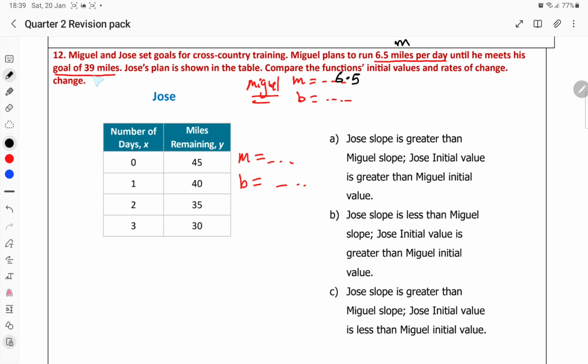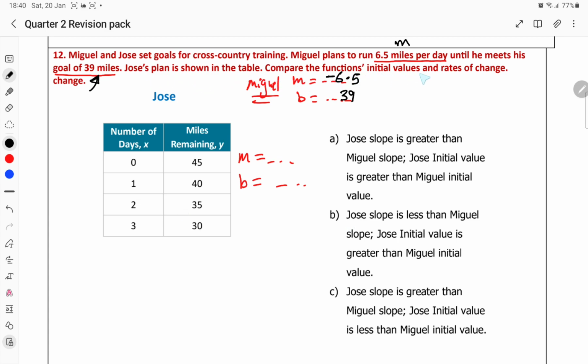Until he meets his goal of 39 miles, so he set a goal which is 39 miles, and he's approaching this goal. Take care, whenever he approaches his goal, the slope is negative 6.5, because every day he gets closer to the goal, which is 39. So at the beginning it's 39, when he runs for 6 miles or something it becomes 33, and so on. So it is decreasing, so that's why the slope is negative.